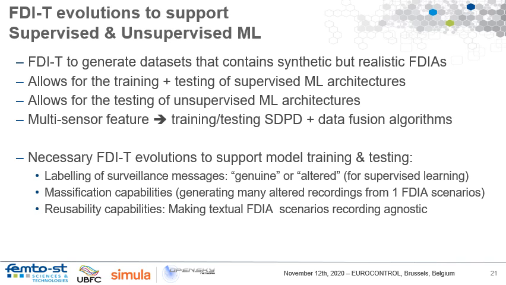However, since FDIT was initially designed for system testing, new features need to be brought in order to efficiently and effectively generate test datasets for machine learning detection models, such as the labeling of ADS-B messages between genuine or altered for supervised learning. It needs to have massification capabilities so that it can generate many altered recordings from one FDIA scenario, and the reusability capabilities, making textual FDIA scenarios recording agnostic.